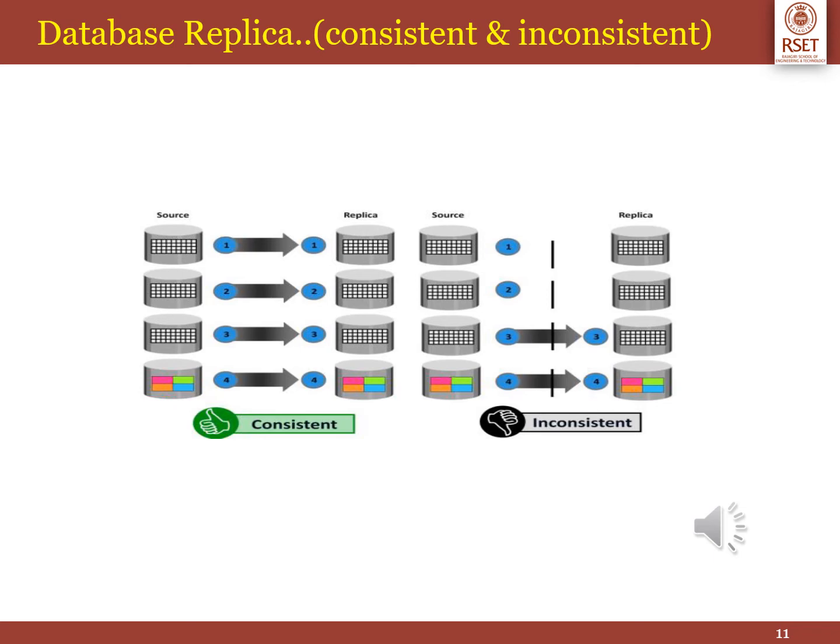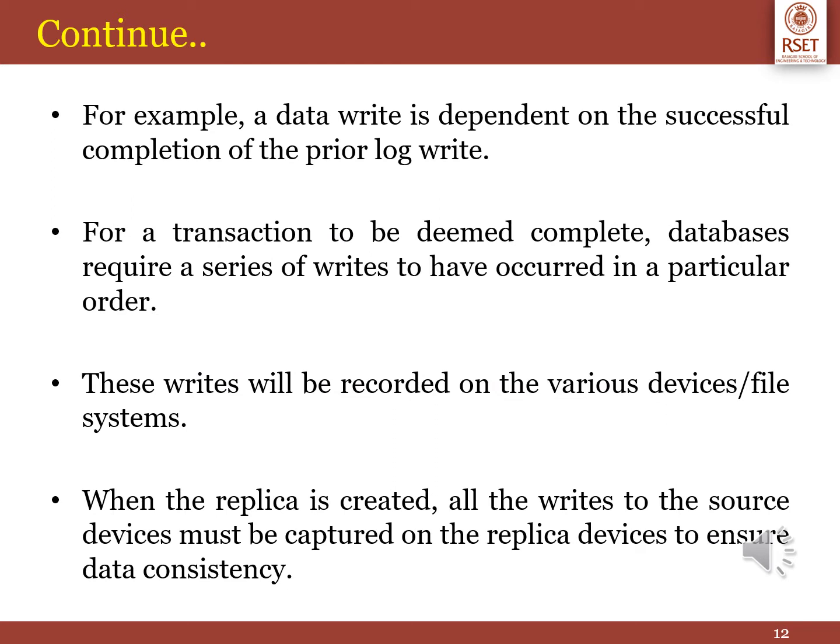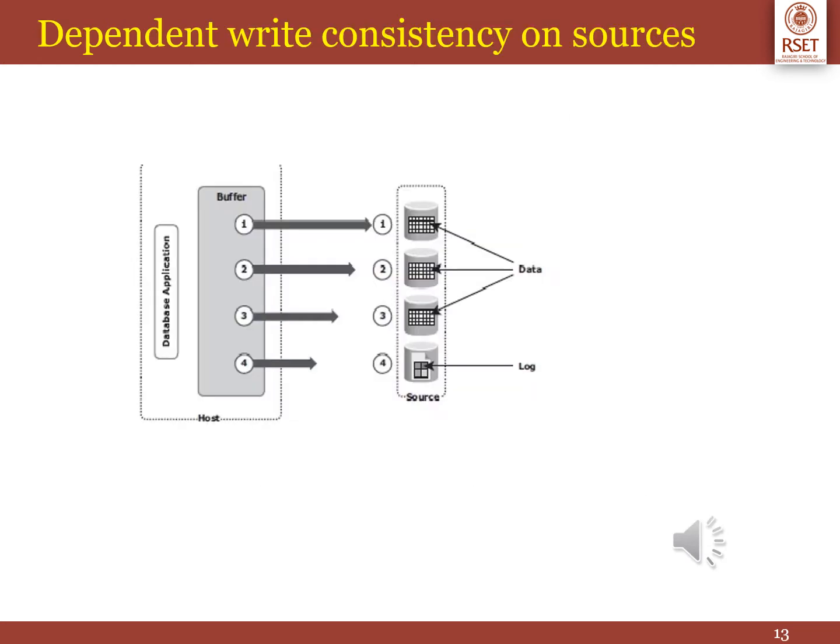The given figure shows how the dependent write principle works. For example, a data write is dependent upon the successful completion of the prior log write. If a transaction is said to be completed, the database requires a series of writes to have occurred in a particular order. These writes will be recorded on various files and devices. When the replica is created, all the writes to the source devices must be captured on the replica devices to ensure data consistency.